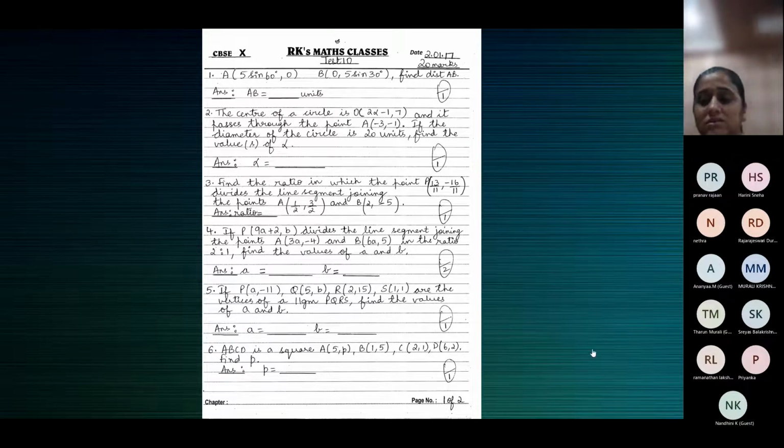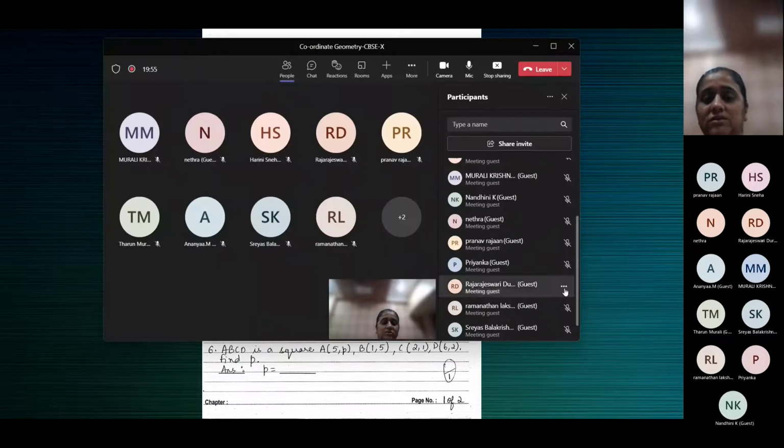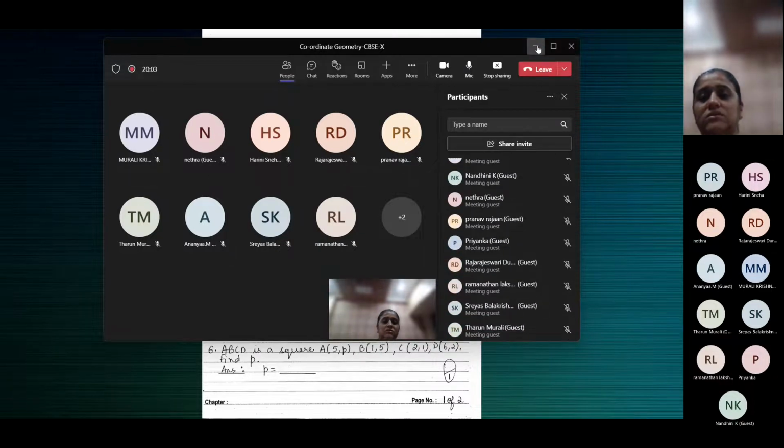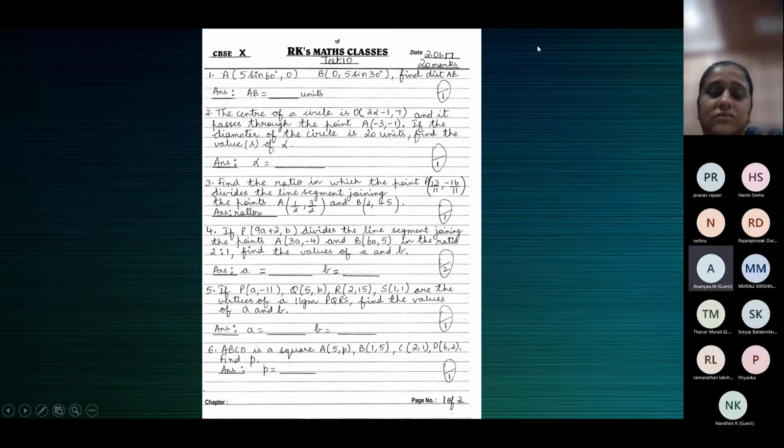Why, children? I don't want to comment. Why? What happened? Such a simple question. 5 is the correct answer. Is there anyone else who's got 5?